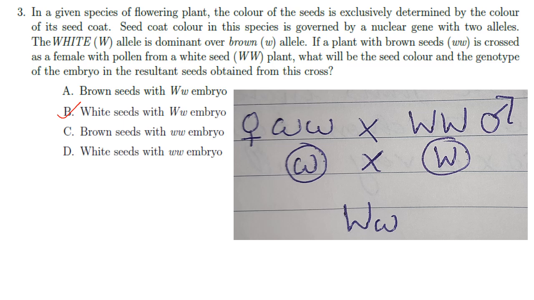So this is just a very simple genetic problem, and it's very easy to do. This is the female plant which has brown seeds, and it is crossed with a pollen which is white seeds. So small w will be the gamete of the female and capital W will be the pollen. Crossing, you will get capital W, small w. So W is dominant, so it is white. So white seeds with capital W, small w embryo. Answer is option B.